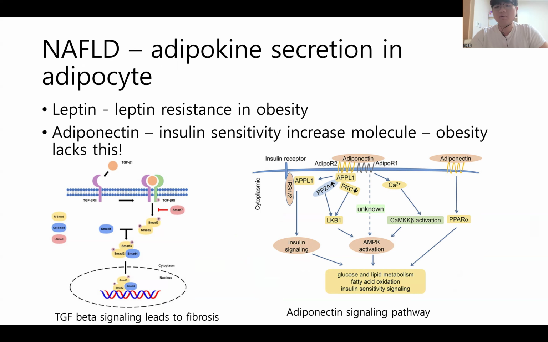Adiponectin has ADIPOR1 and ADIPOR2 receptors. It is involved in a positive pathway that activates AMPK, activates PPAR alpha, and increases insulin sensitivity. But obesity has lower adiponectin due to oxidative stress, so fat is increased.